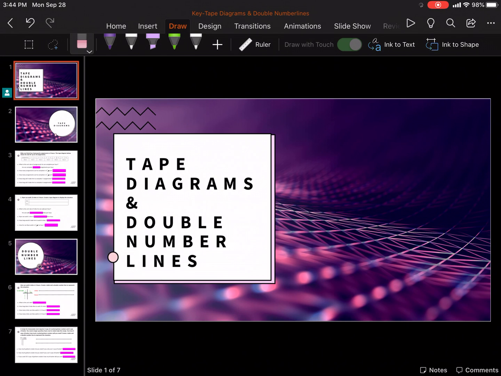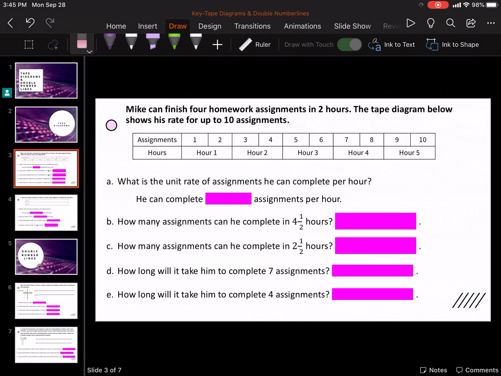Hey guys, in this video we're going to talk about tape diagrams and double number lines. These are just ways to model rates and unit rates. So we're going to start with tape diagrams, and basically it's two rows that relate to each other with the two different units. Usually what we want one of, like for our unit rate, 1 hour or one whatever, is going to be on the bottom.